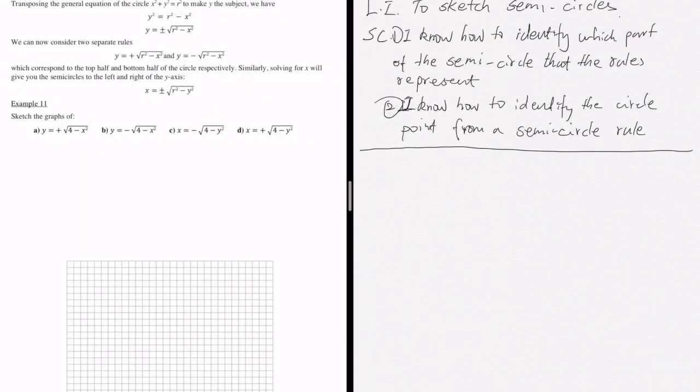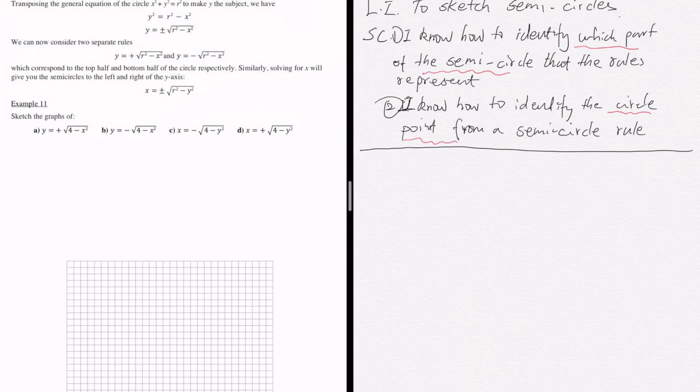This video will focus on 4D, Part 2, the semicircles, and the learning intention is to sketch the semicircles. The first success criterion is I know how to identify which part of the semicircle the rule represents. And the second success criterion is I know how to identify the center point from a semicircle rule.